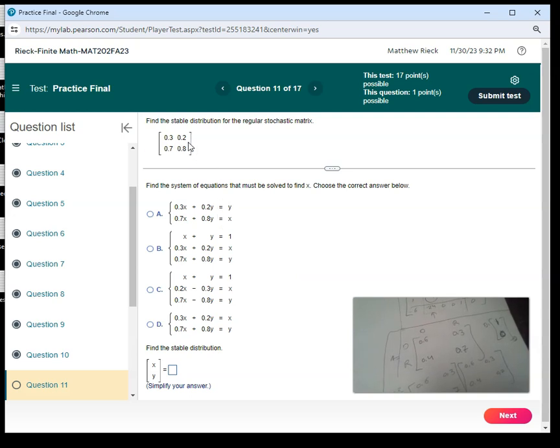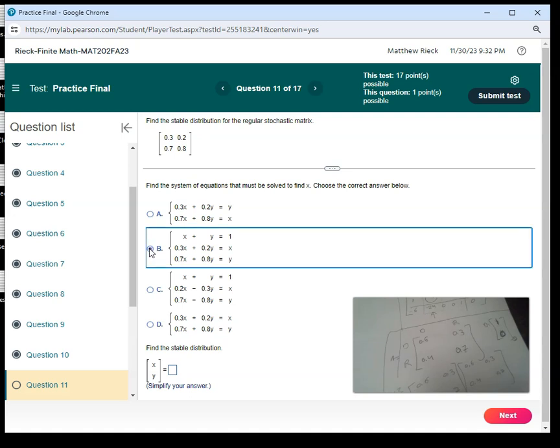So then to find that stable distribution, you have x plus y equals 1. And then you have this times the matrix xy equals the matrix xy. So we're going to have 0.3x plus 0.2y equals x. And that's that one. I'll just set up my system here.